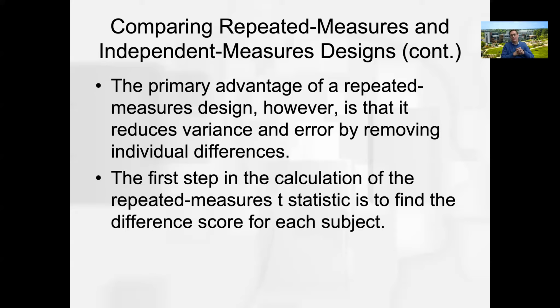And so, whereas with independent measures, we had two different samples and we were calculating the difference between those two samples, for the repeated measures T statistic, you're going to be finding the difference score for each subject, right? So how much different is their score after that intervention? So how much different is their score in the driving and texting condition than it was in just the driving? And you find that for each subject. And we'll go into a little bit more detail in just a few minutes.